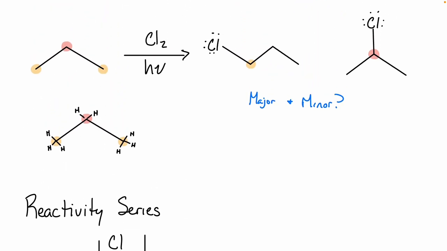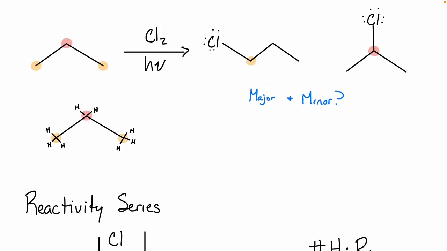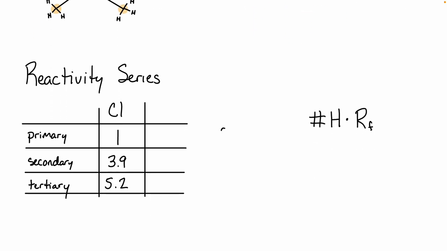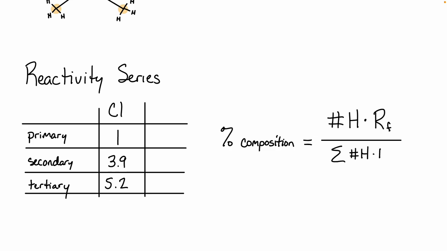Okay, and so our distribution of products here is going to depend both on the number of hydrogens in each group multiplied by that reactivity factor we get from the table. And in fact, for these particular problems, we can even go further, not just major and minor, but we can actually use this table to calculate the percent composition of our products here. You know, 70% this one, 30% that one, right? So it's the number of hydrogens times the reactivity factor for a particular product divided by the sum of all the carbons in that molecule times 100.